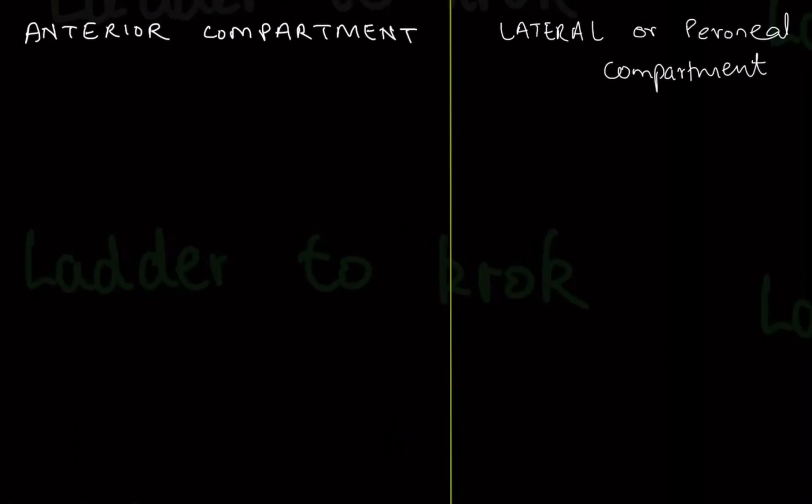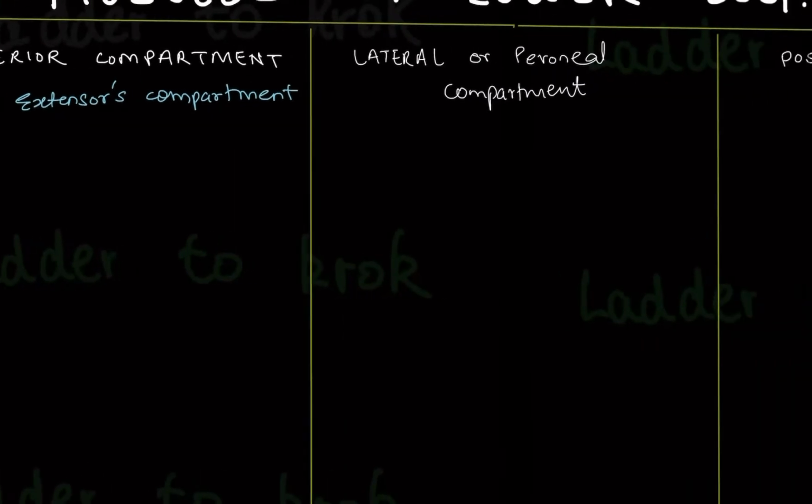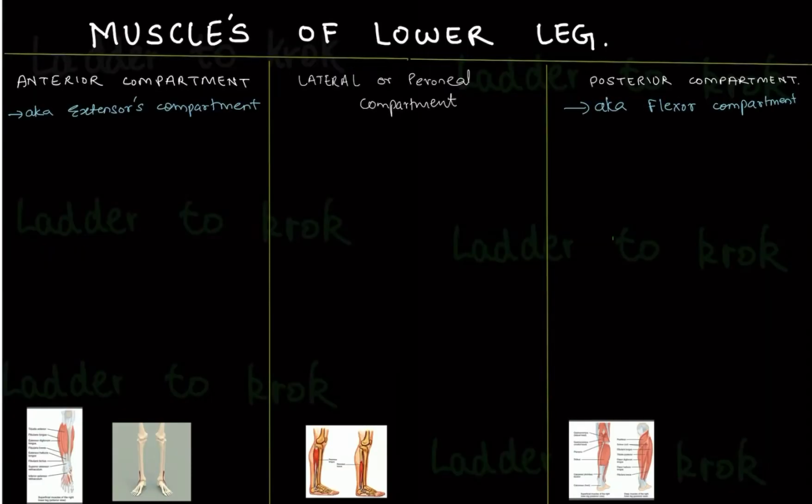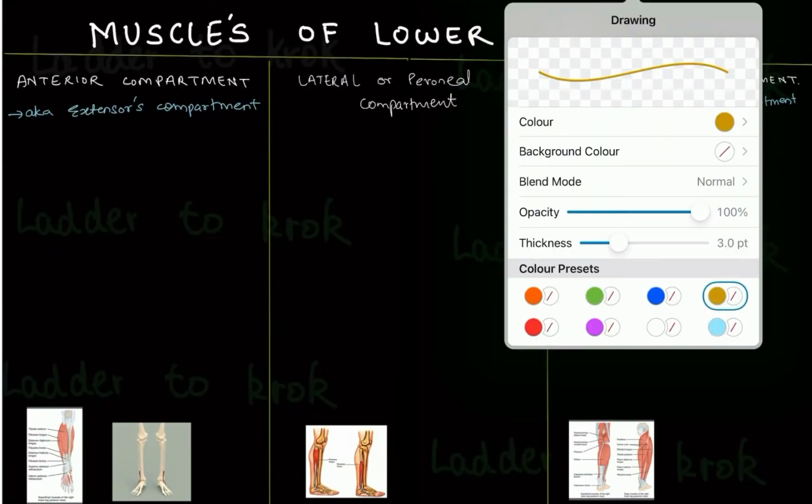So this anterior compartment, write down that it is also known as extensor compartment. It is known as extensor compartment because the muscles present here will help you in extending your lower leg. Okay. The posterior compartment muscles are also known as flexor compartment. Now let's know the nerve supply of it.